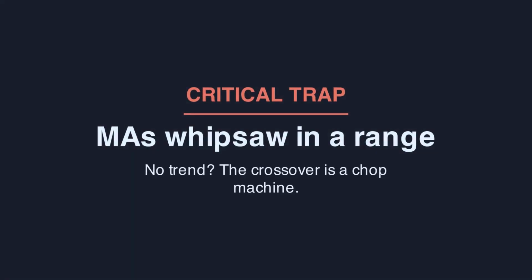Moving averages are trend tools. Drop them into a sideways, choppy market and the crossovers fire constantly, every one a whipsaw. If the slow average is flat and price is crisscrossing it, stand aside. The MA only earns its keep when there's an actual trend to ride.